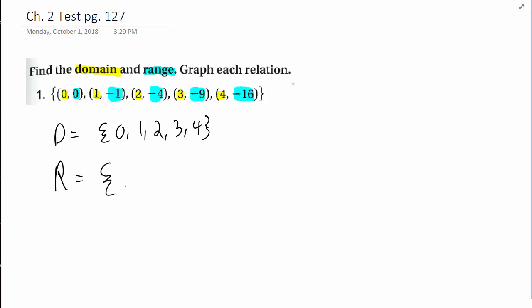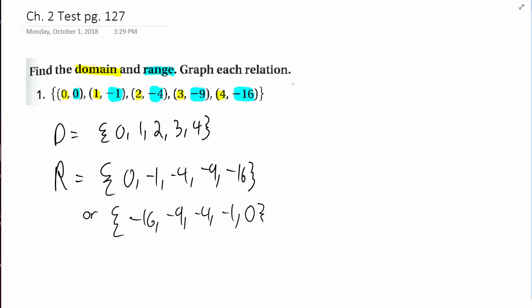The range values are the y values, so they're the output values. You can put those in ascending or descending order. I decided to put them in least to greatest, but again, not something you need to be concerned about.